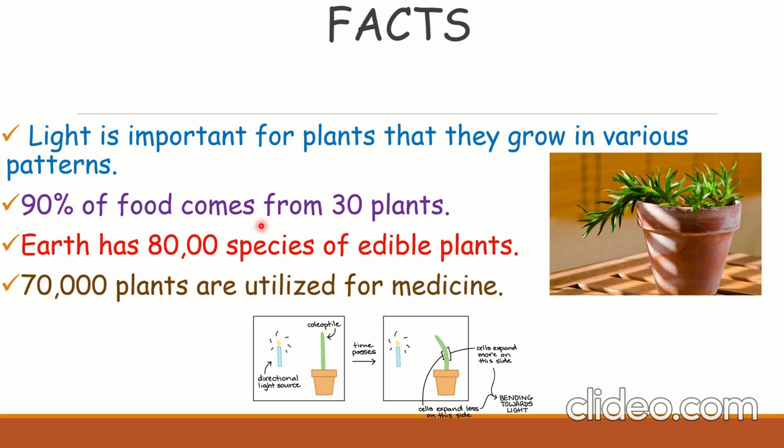And I have homework for you. I told you that light is important for plants and that they grow in various patterns. See, this one is bending towards the light. So the homework is you need to find out the name of the process of this bending of plants towards the light, in the direction of light. I'll tell you the answer in the next video. So that's the homework for you guys.